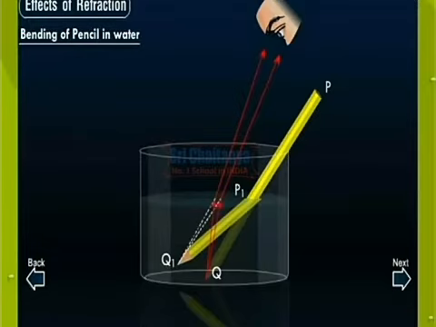Rays of light from the point Q are traveling from water to air. As the rays of light are traveling from a denser medium to a rarer medium, they bend away from the normal. After refraction at the surface, they appear to be coming from point Q1, which is true for each and every point of the part of the pencil which is immersed in the water.